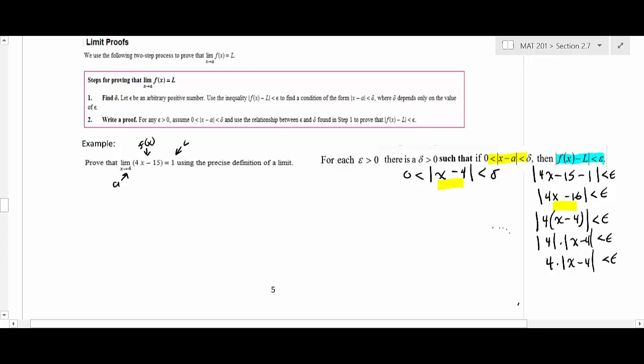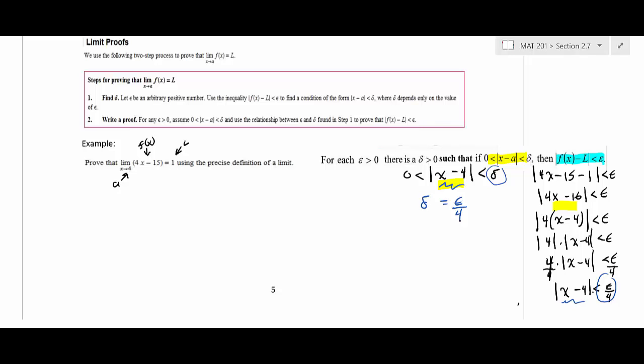Okay, now I'm going to divide both sides by 4. So what I get is |x minus 4| is less than, not less than or equal, but less than epsilon over 4. Okay, so now I've established the connection. It's pretty clear what that connection is. If you look at this, the connection between the two is these things have to be the same because we got these things the same. So the connection is delta needs to be the same as epsilon over 4. So that's the connection we're trying to find. You do that with scratch paper.